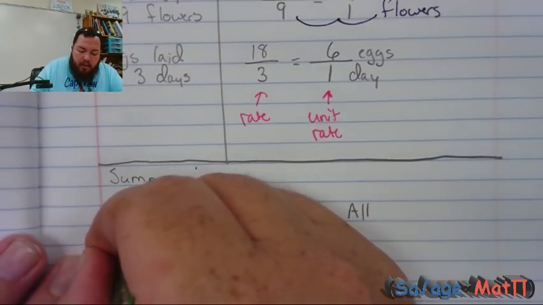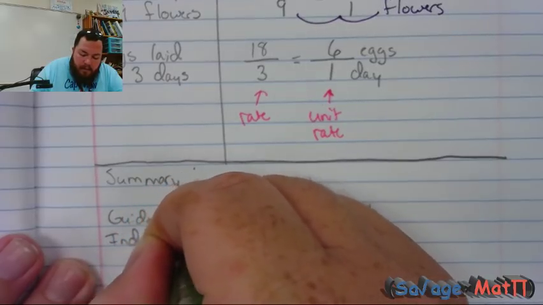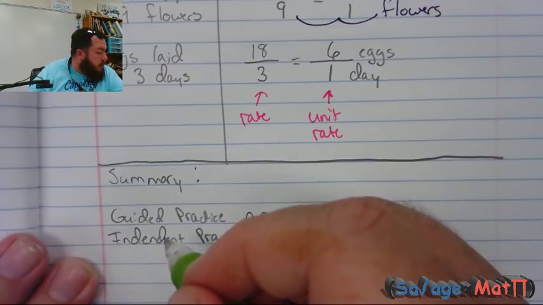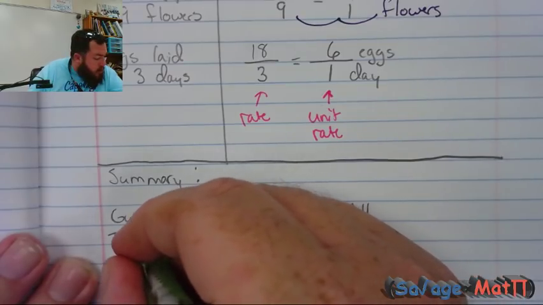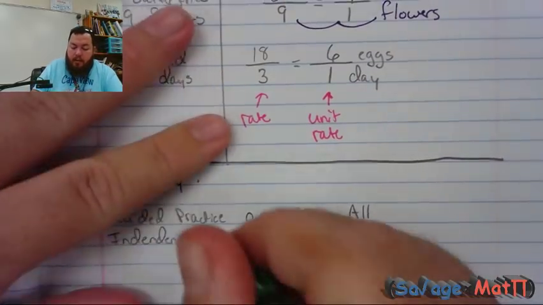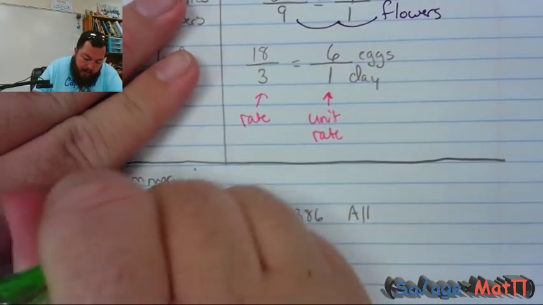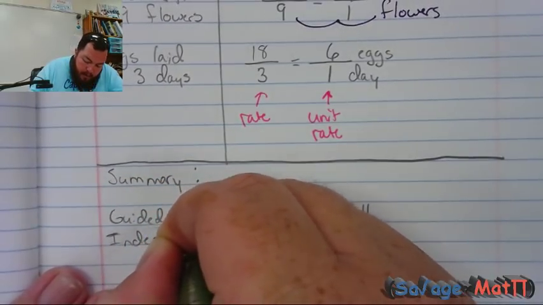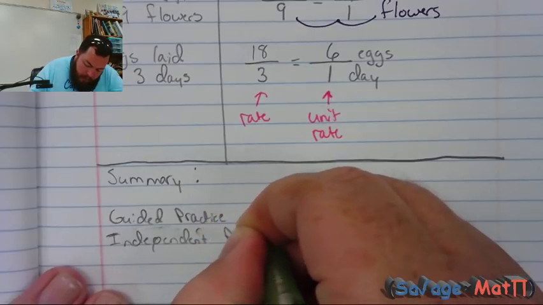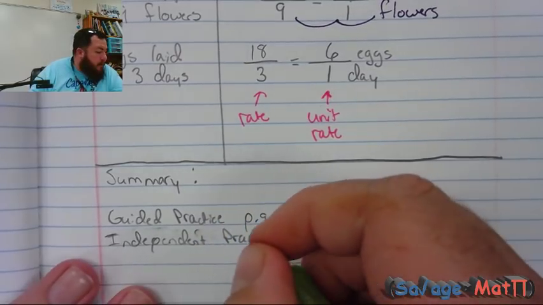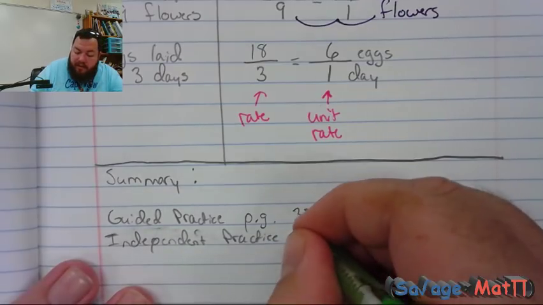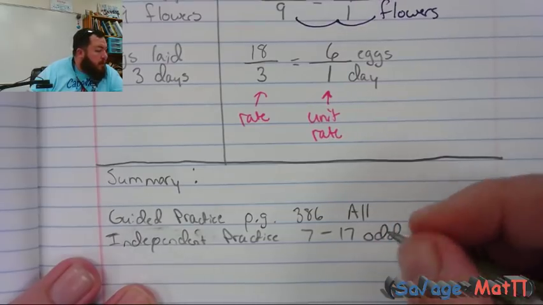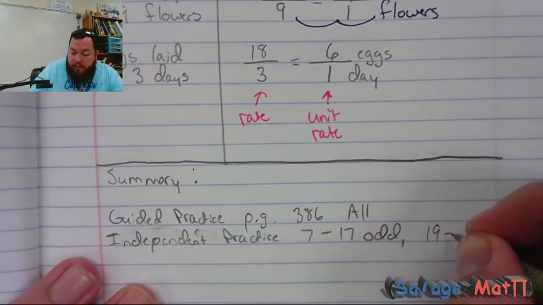And next thing I want you guys to work on is independent practice. And I probably spell independent wrong, because I always do. You figure by now I'd be able to do this, guys. Okay? In your independent practice, I want you guys to do 7 through 17, odd. And then I want you guys to do 19 through 24, all.